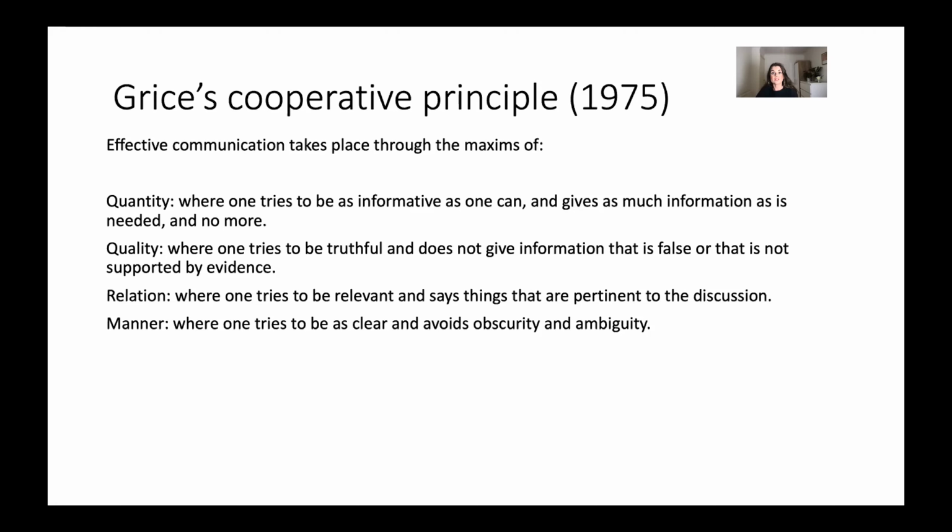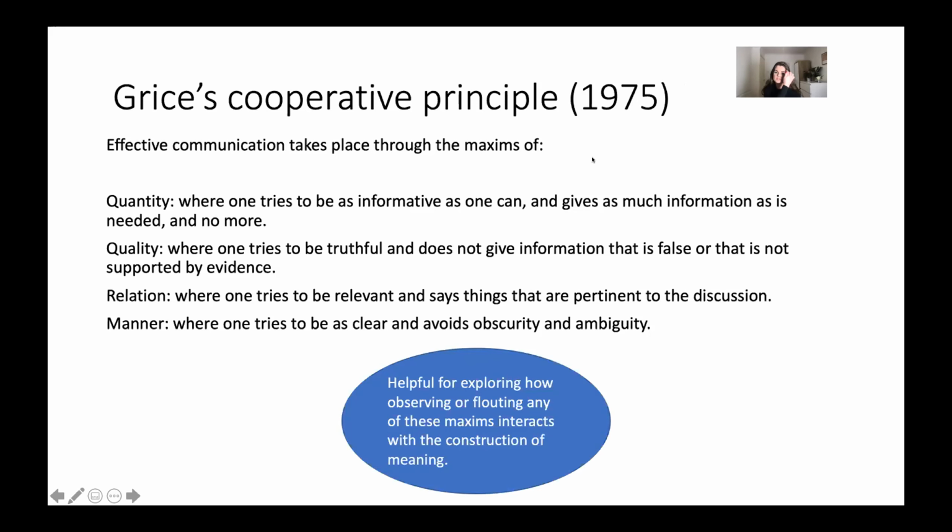So what's interesting when looking at Grice's maxims and his cooperative principle is not just thinking about where these maxims are enacted and where they are used in language, but really where they are broken and flouted, and thinking about the significance of that. So it's helpful for thinking about how flouting the maxims interacts as well with the construction of meaning.